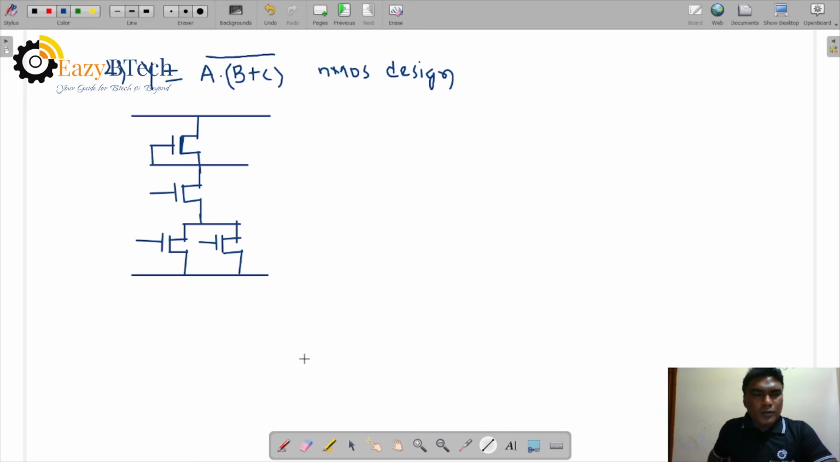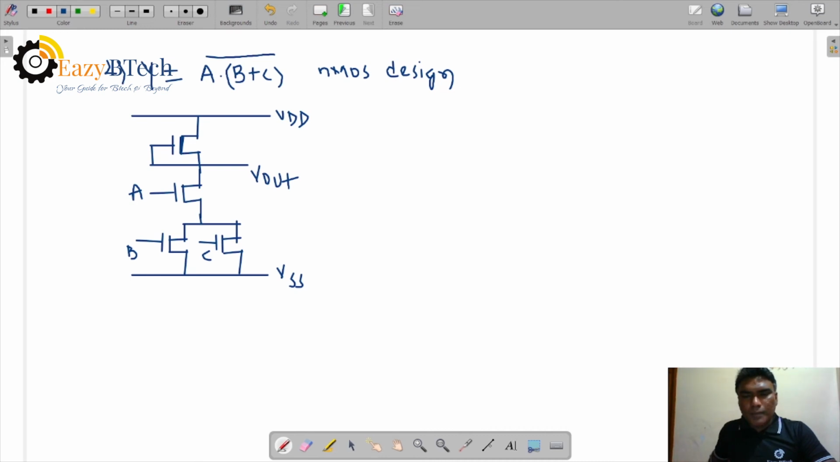Now we can represent this. The inputs B and C are parallel, and A is in series in the AND logic. So A is in series with B plus C and the depletion mode transistor and VDD. This one is VSS and Vout. Let us see the stick diagram.